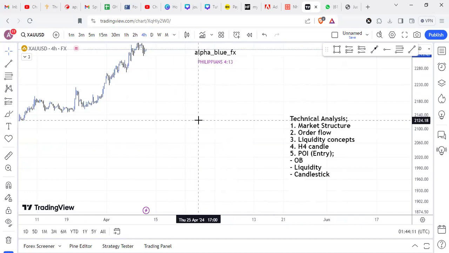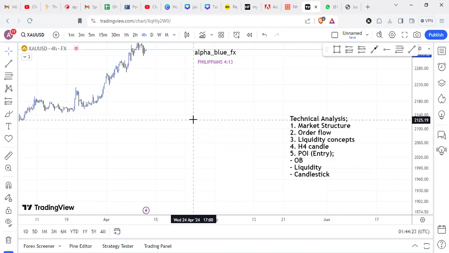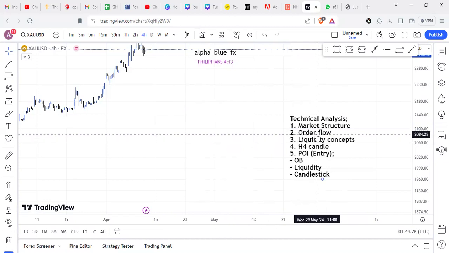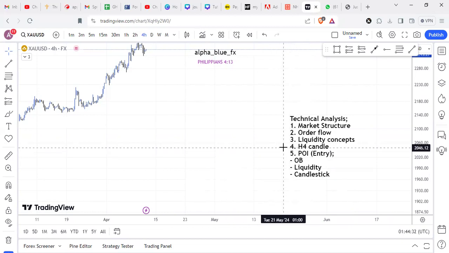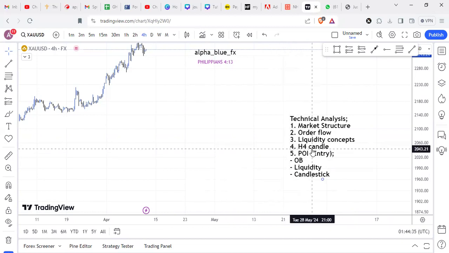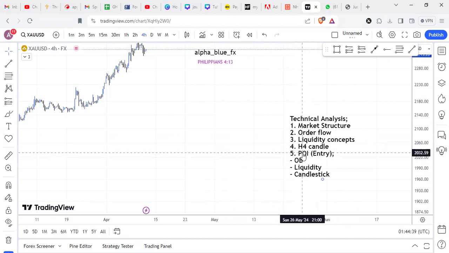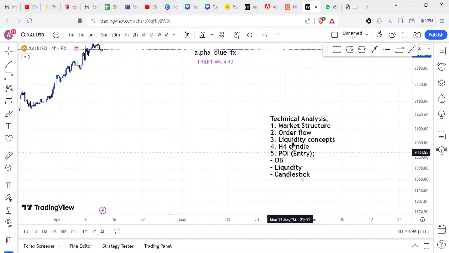For you to trade this strategy properly, you need to have a very good understanding of basic, pure price action. You need to have a very solid understanding of the most basic of technical analysis, price action, and all of that. So you need to understand market structure. You need to understand order flow. You need to understand liquidity concepts. You need to understand how to use the H4 candle, the H4 time frame. Then you also have to understand point of interest, which will serve as your entry, right? So let me explain this one after the other.